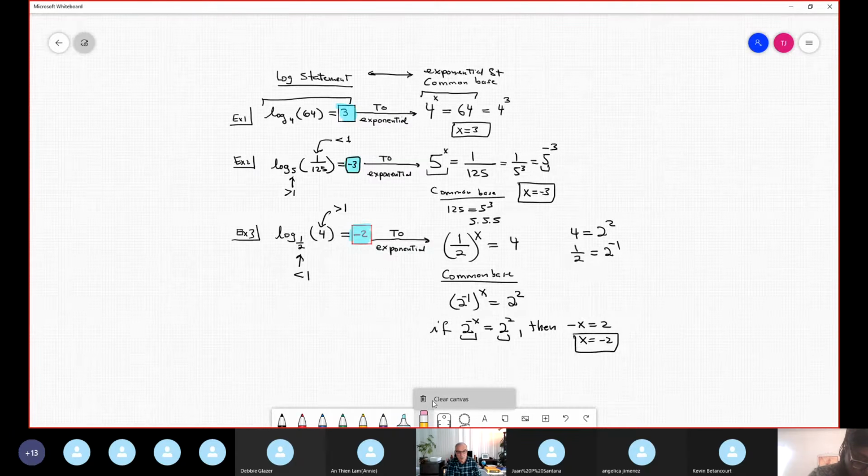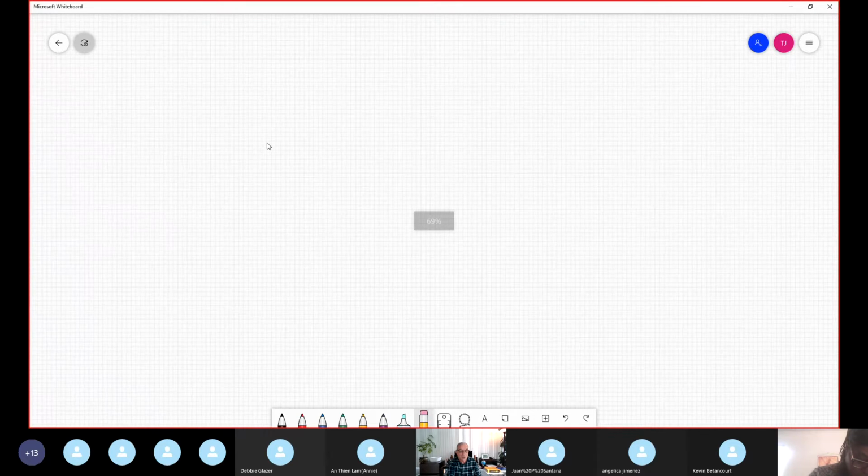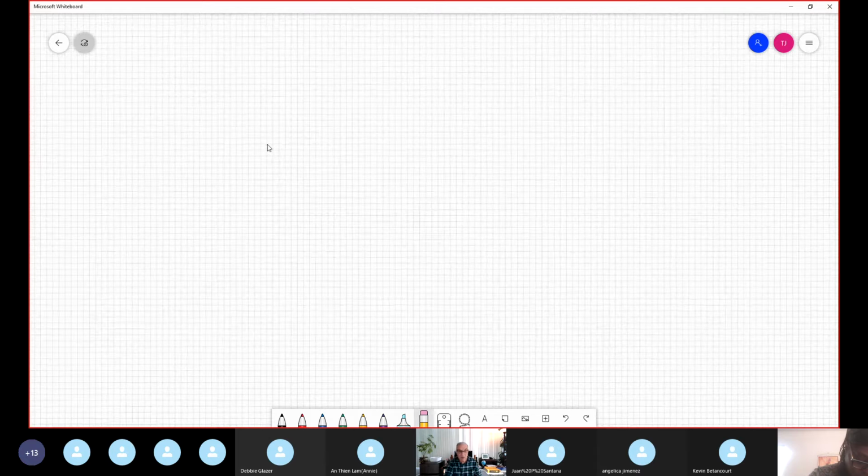Okay, I'm bored of doing that. Say in a few words, what is the interpretation of a logarithm statement? One logarithm gives me the exponent necessary to raise the base in order to get the result inside the argument of the logarithm. Okay, what is the most important property of the logarithmic function?